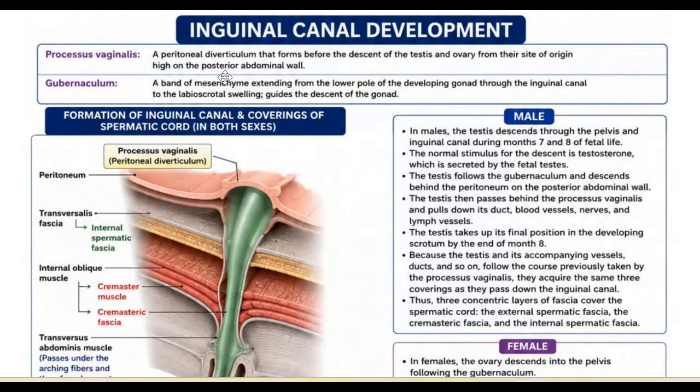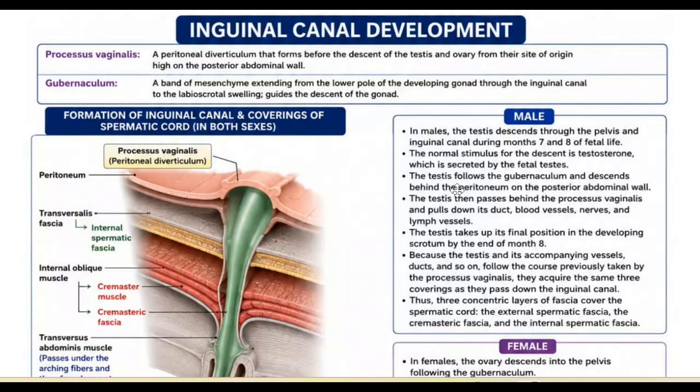The function of this is that it guides the gonadal descent. The structure guiding the descent of the testes is the gubernaculum, and it acts like a rope. The gonad follows it and reaches the scrotum, its future place. Now let's study specifically the male descent. According to our book, the testes descend through the pelvis and inguinal canal during months 7 and 8 of fetal life. Now what is the timeline?